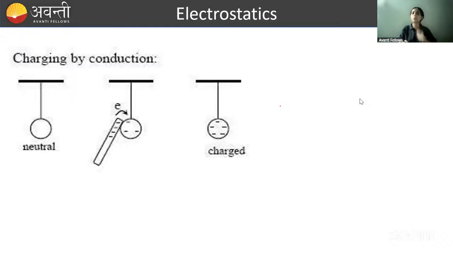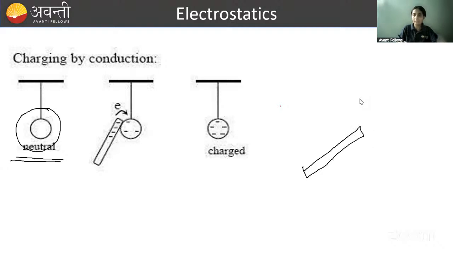Now, what is charging by conduction? So, in charging by conduction, see here, this is a neutral body, and we have to charge this. Suppose so. We are going to use the conduction method now. In the conduction method, you need one body which is already charged. Okay, what is our requirement? First, you need one body which is already charged. So here I am taking a negatively charged body.